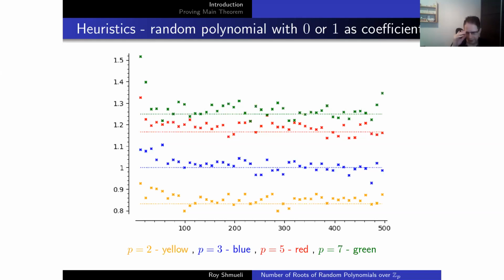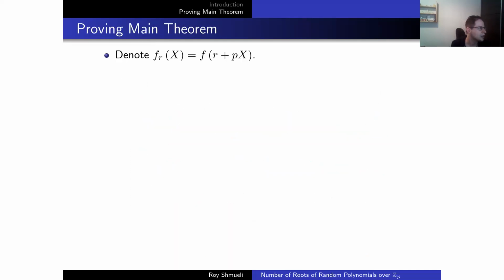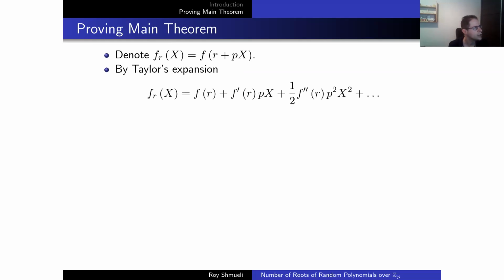So how do I prove my theorem? I started with denoting the polynomial f_r, which is f of r plus px. Now using Taylor expansion, I can write this f_r as follows, and I will look at the part of the coefficient without the p, also known as a Hasse derivative.